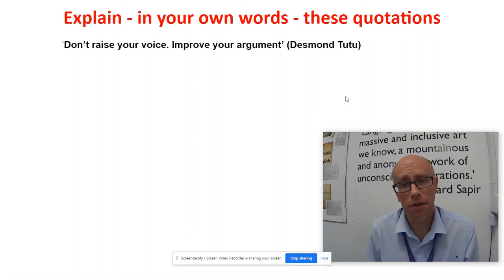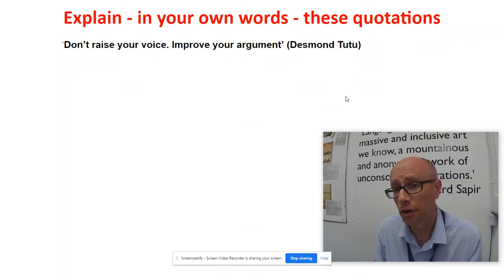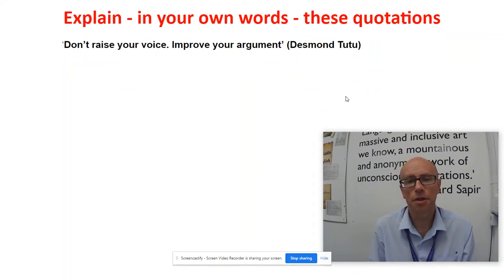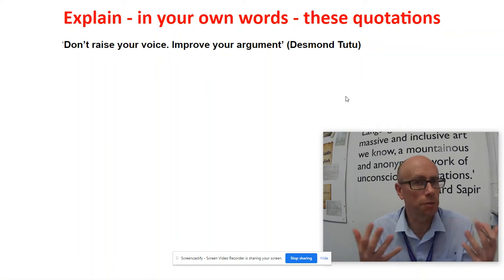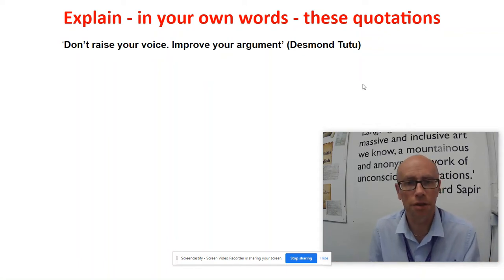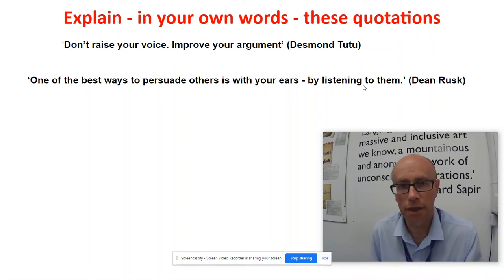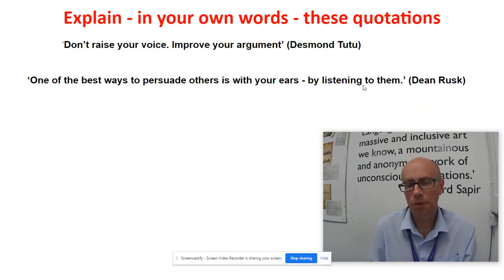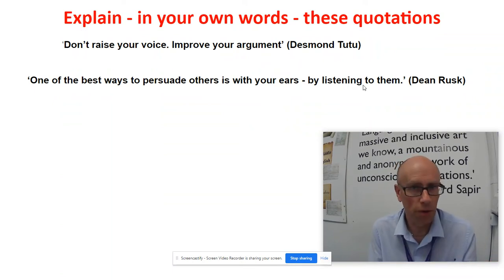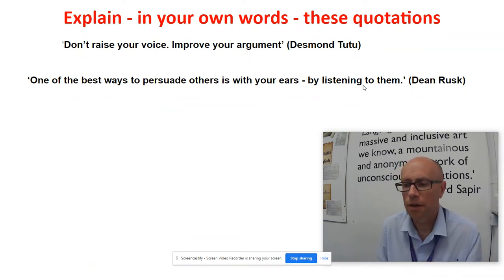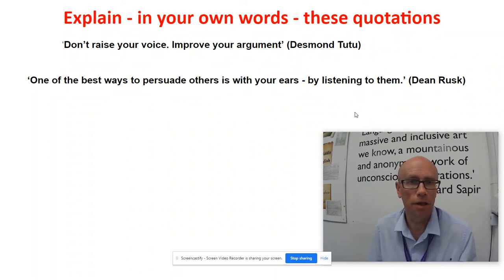Don't raise your voice, says Desmond Tutu. Improve your argument. It's a nice quotation because what he's saying is don't rely on bullying power over your audience. Instead, what you need to be doing is upgrading your techniques and your skills of persuasion. One of the best ways to persuade others is with your ears, by listening to them, says Dean Rusk. That's important because you need to think of persuasion not as a monologue, but as a dialogue. So you need to be understanding where your audience is actually coming from in order to be an effective persuader.